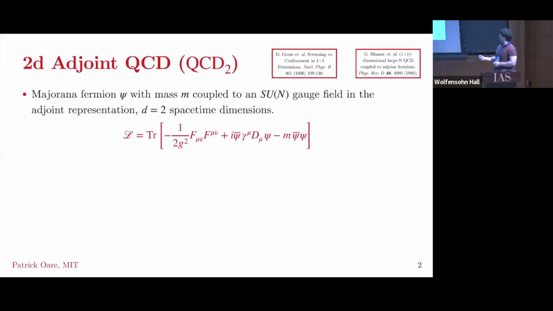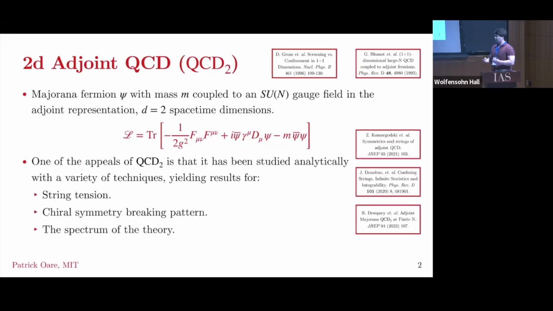So 2D adjoint QCD is a theory with a single Majorana fermion of mass m coupled in the adjoint representation to an SU(N) gauge field in 2 space-time dimensions with the following Lagrangian here. Now, when the Majorana fermion is massive, this theory confines fundamental Wilson lines, and when it's massless, it actually deconfines.